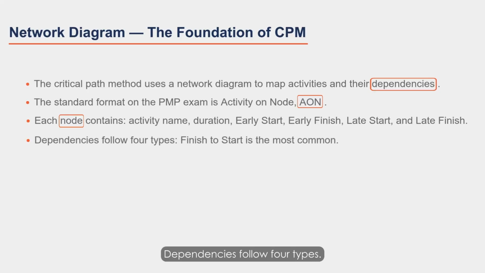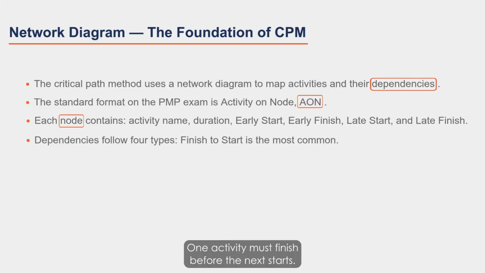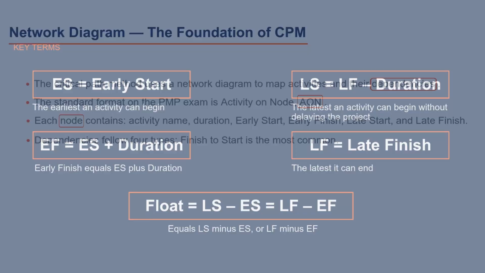Dependencies follow four types. Finish to start is the most common. One activity must finish before the next starts. Unless the question specifies otherwise, assume finish to start.